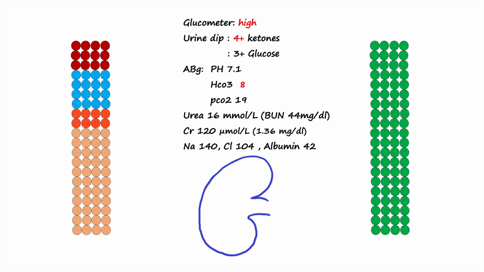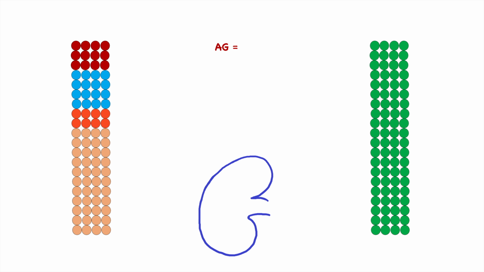Okay, now let's calculate the anion gap. The anion gap is 28. It is high anion gap metabolic acidosis. Okay, now what to do? We'll start the patient on IV fluid. We have to restore the circulation. We have to expand the intravascular volume.